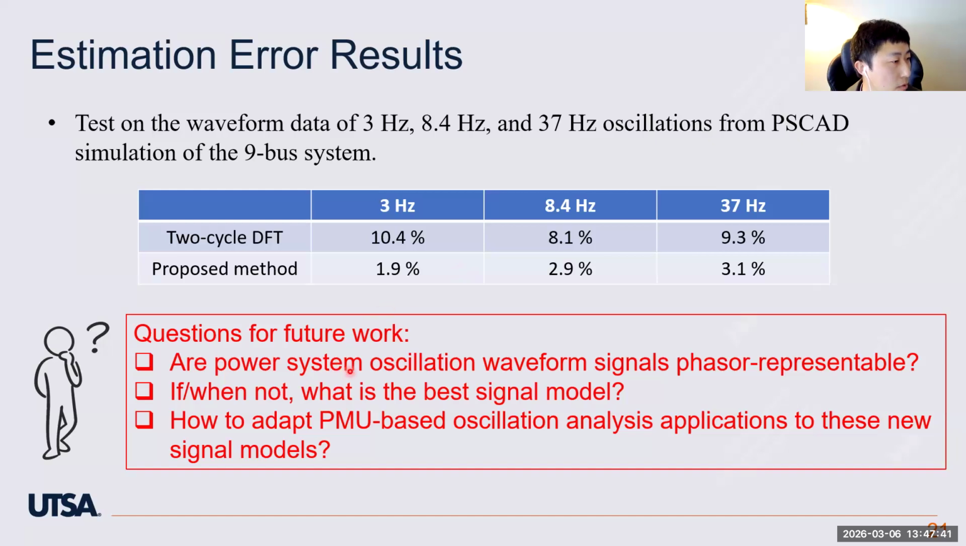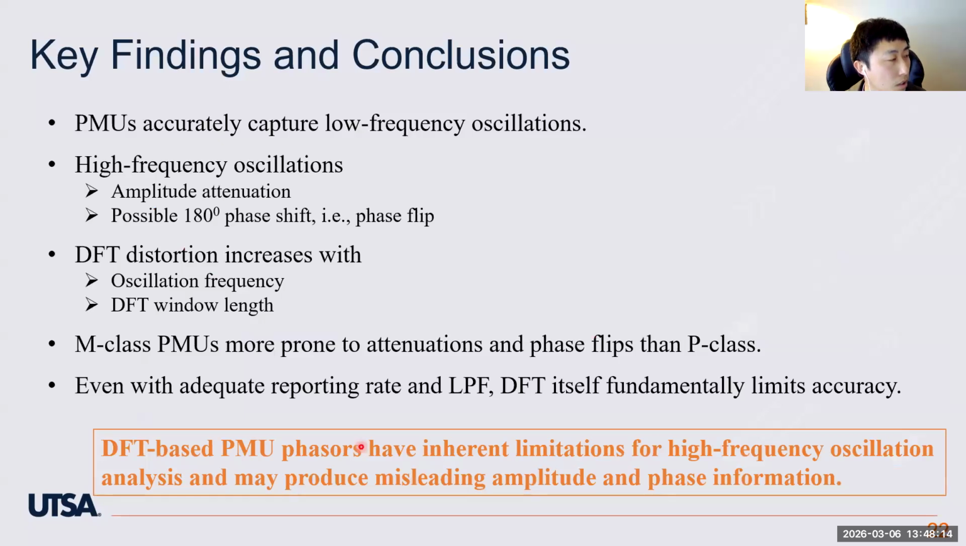So, questions for future work. Are power system oscillation waveform signals phasor representable? This is something we don't know. If not, or when it's not, what is the best signal model? And how do we adapt existing PMU-based oscillation analysis applications to these new signal models? These are the questions that I guess should be answered in order to better deal with high frequency oscillations. And here are the key findings and conclusions.